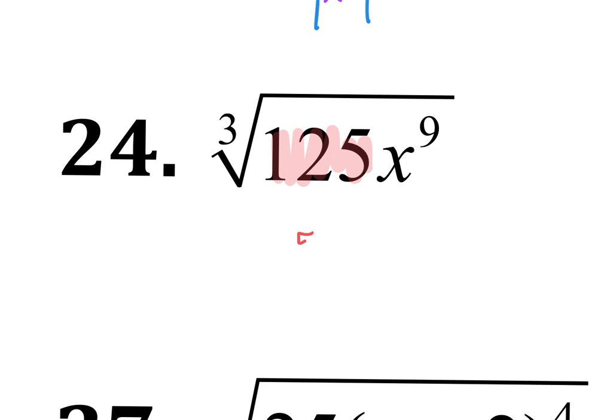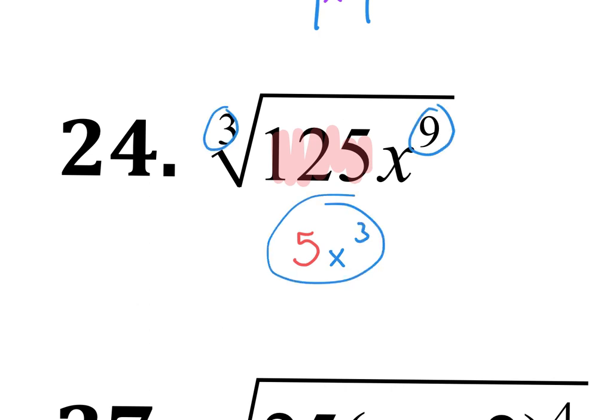So this part here becomes 5. Notice, because I have an odd index, there's no bars needed. I'm just bringing down this symbol right here. This symbol's positive, so it's positive there. And the x component just takes the 9, divides by the 3, and we're done. That's it. There's no absolute values needed because the index is odd.